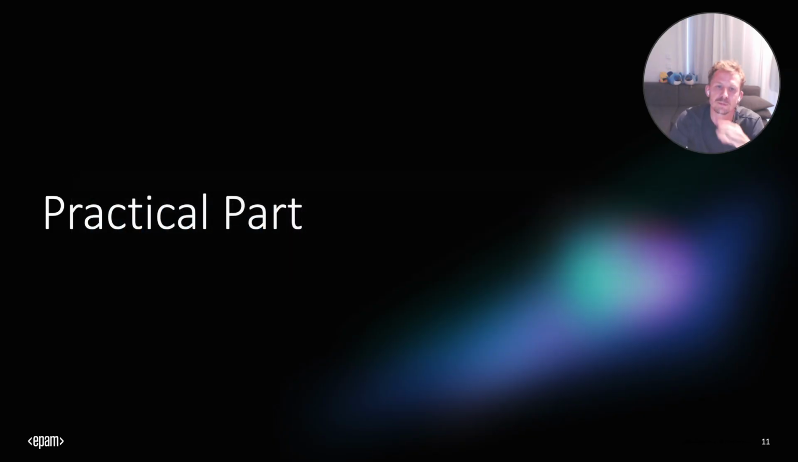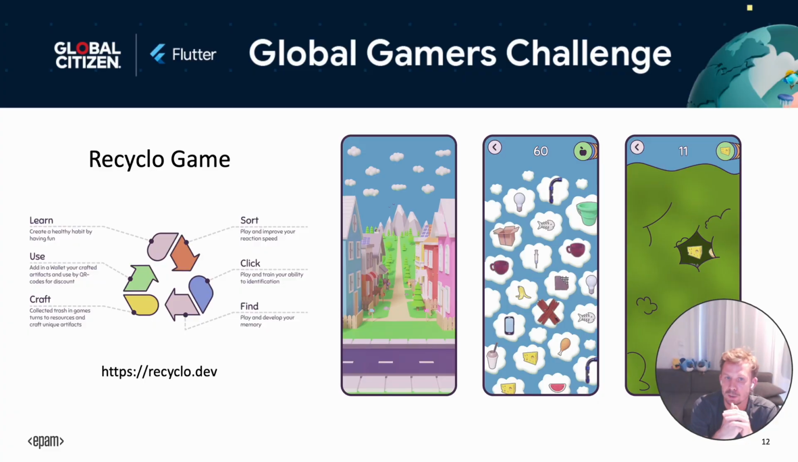So I wanted to add one more thing. My team recently participated in the Global Gamers Challenge, where we presented a sustainability game called Recycle. In this game, you learn how to sort garbage correctly through three trivia games, Catcher, Clicker, and Finder. And then you can craft artifacts from the sorted waste. Here is the link to the game. You can try playing and craft something cool. Now you can play on iOS, Android, and web.